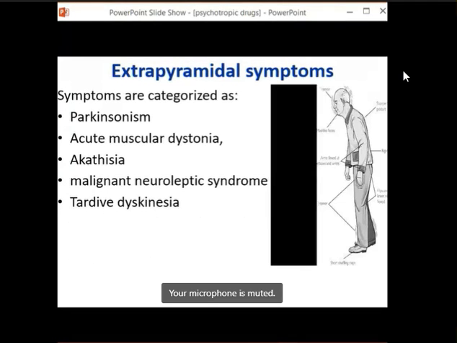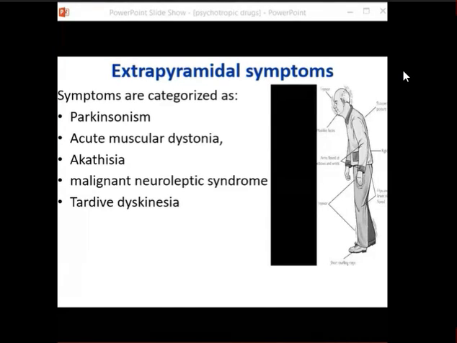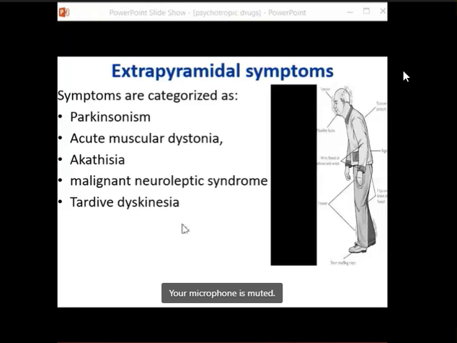So let's discuss the extrapyramidal symptoms. Extrapyramidal symptoms are mainly due to the blocking of the D2 receptor in the nigrostriatal pathway, which projects from the substantia nigra to the caudate nucleus and putamen. There are different symptoms categorized under extrapyramidal symptoms, like Parkinsonism, acute muscular dystonia, akathisia, malignant neuroleptic syndrome, and tardive dyskinesia. We'll discuss them one by one.